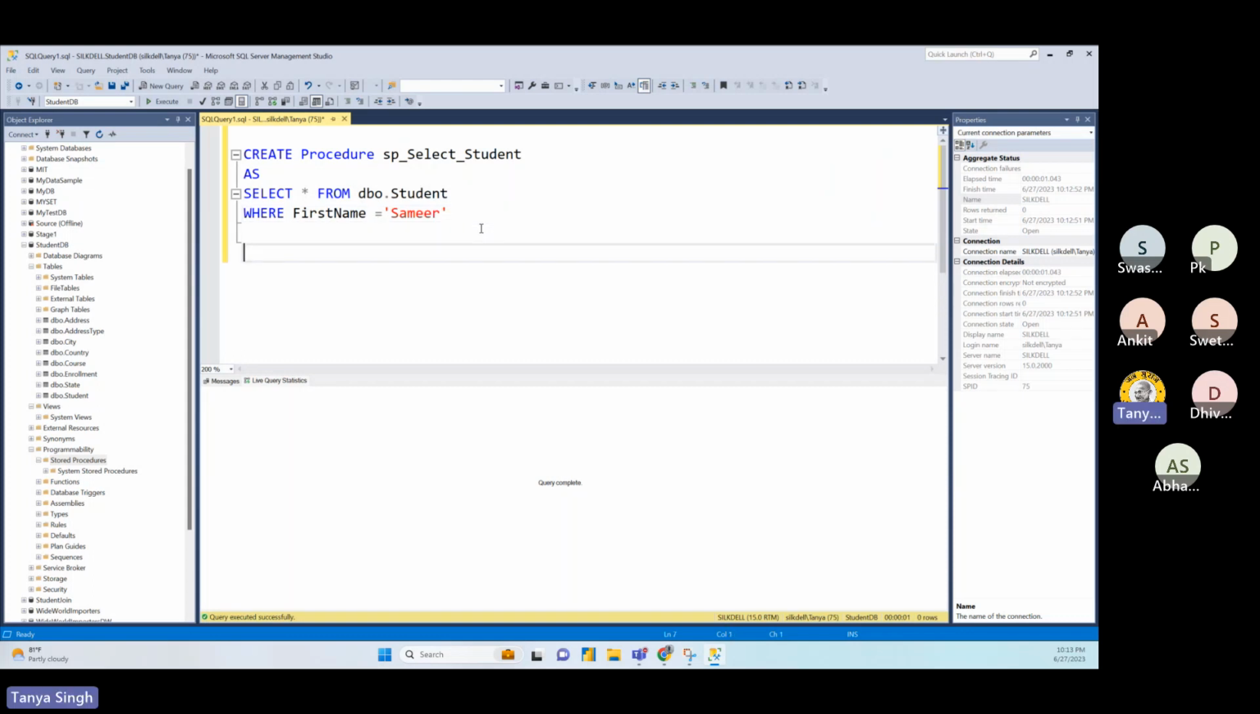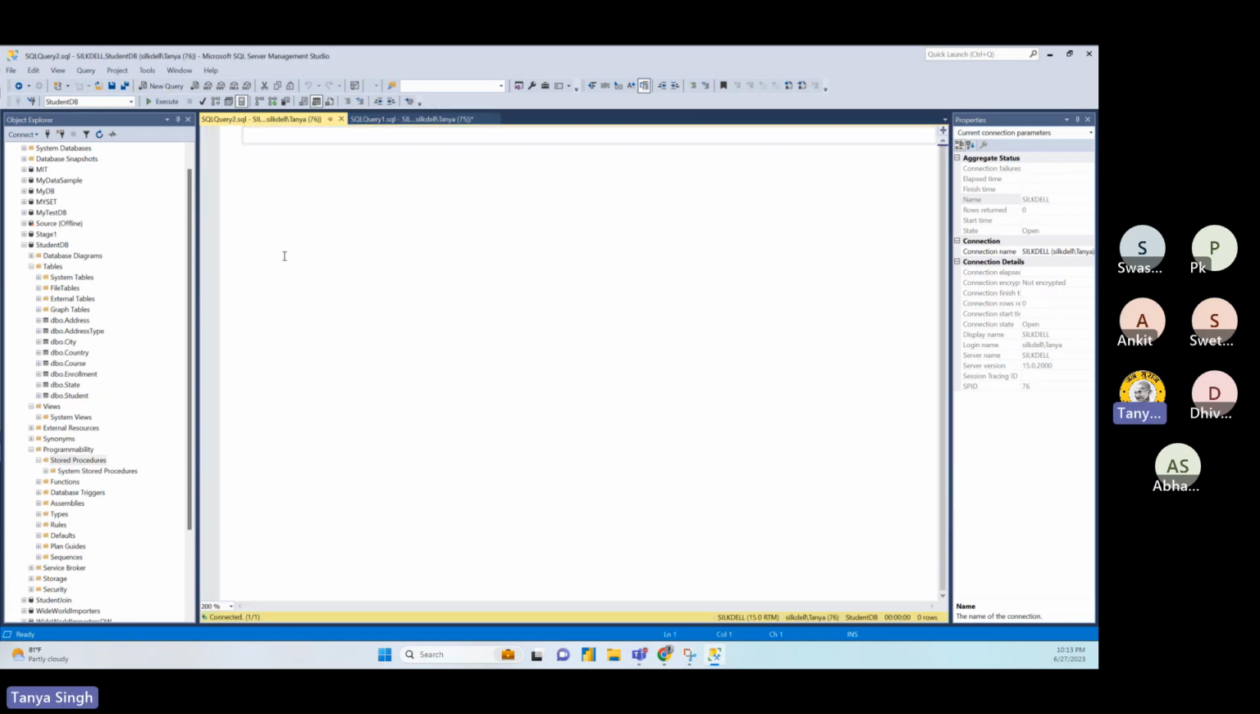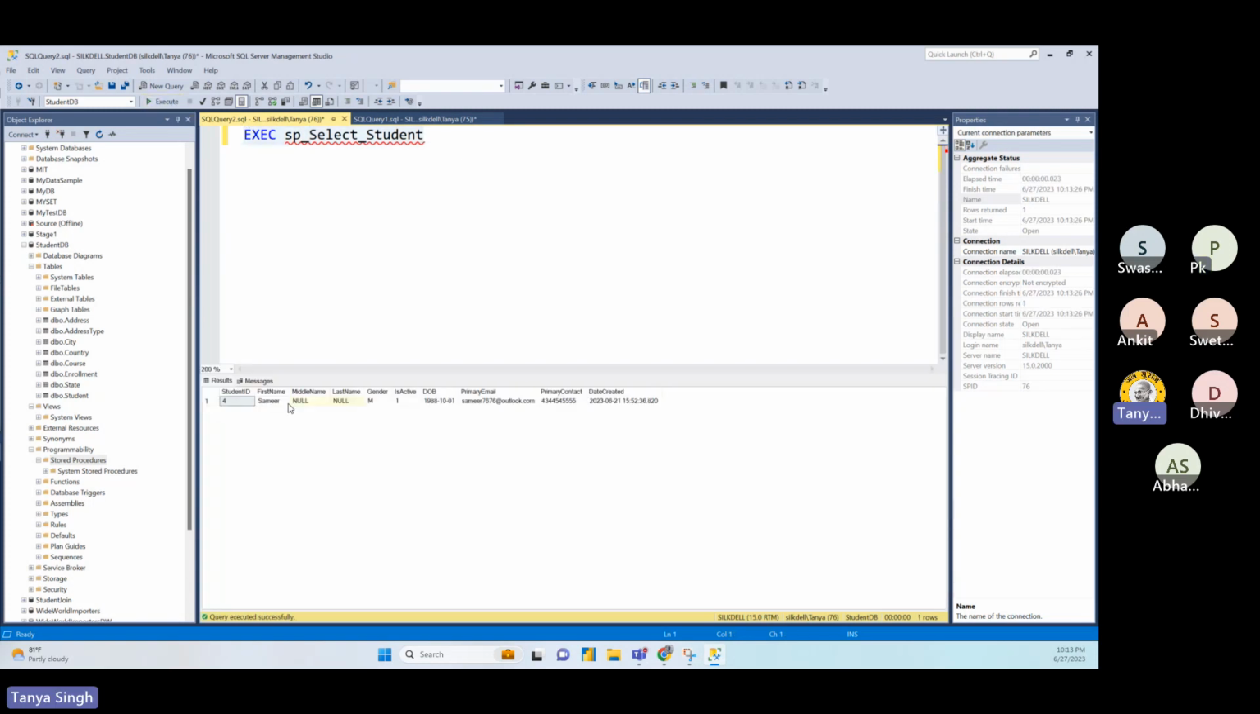Now to run the stored procedure, there is a command called exec followed by the name of the stored procedure. If I run this command, what will be the output? First name Samir. It's the same output that I wrote over here. But if I send this to somebody, hey Pravina, can you run this? You don't know what is behind it. You can just run it.